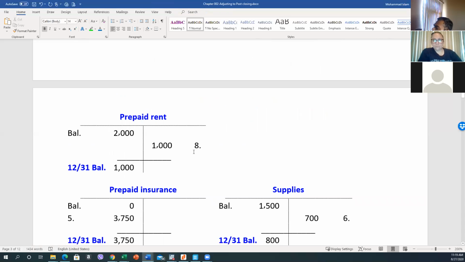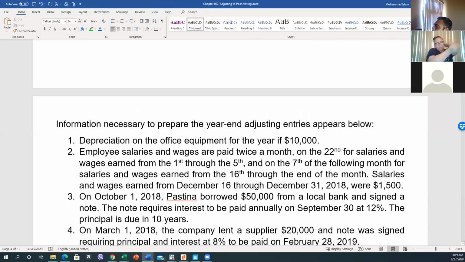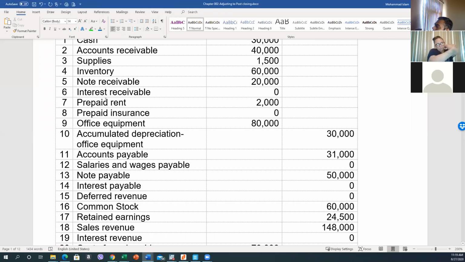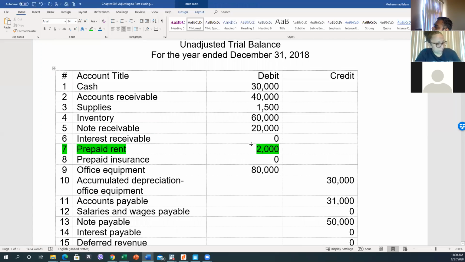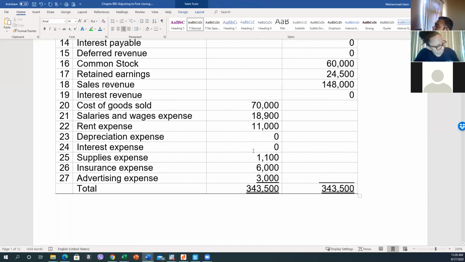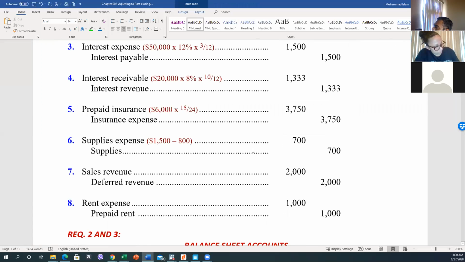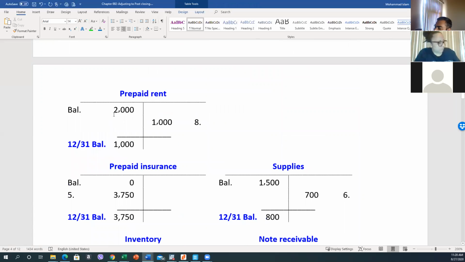The prepaid rent, we have one. See, for prepaid rent, we started with the balance of 2,000 from the trial balance, and let me show you what we have in the trial balance. See, from the trial balance we have these 2,000. This is the debit balance 2,000, and we are posting this one on the debit side over here.